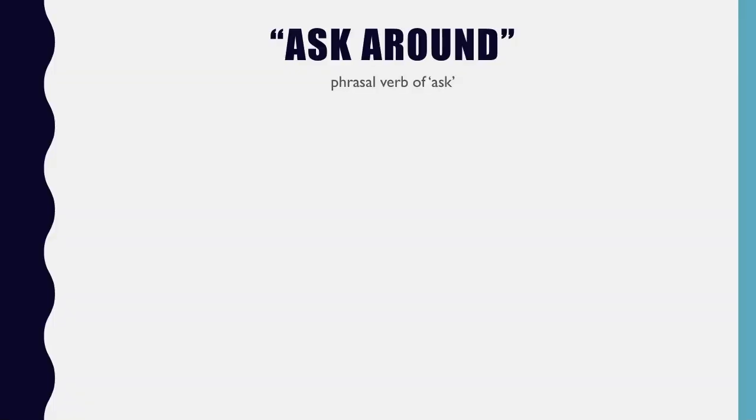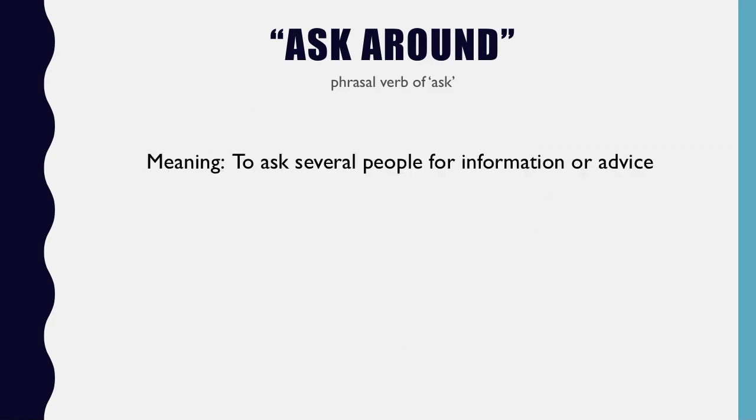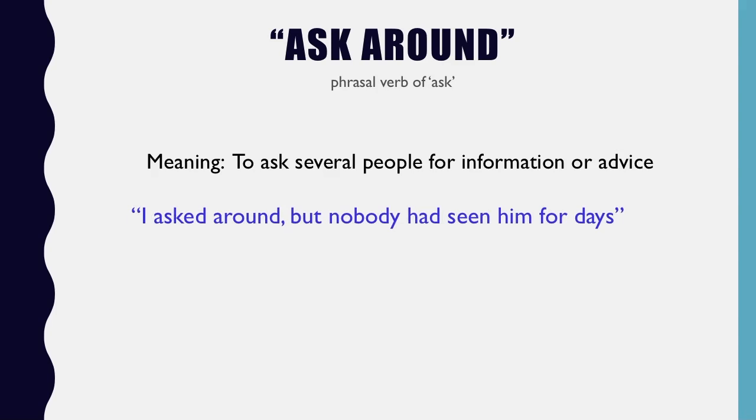Okay, so the first phrasal verb that we're going to learn is ask around, and this phrasal verb comes from the verb ask, and it means to ask several people for information or advice. An example is, I asked around, but nobody had seen him for days. If you ask around, it means you are asking many different people for the same information or for advice on something. This is an example of an inseparable phrasal verb, so that means that the verb and the particle cannot be separated. It is also an intransitive phrasal verb.